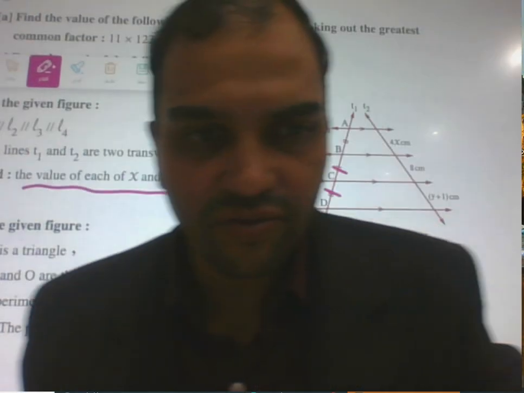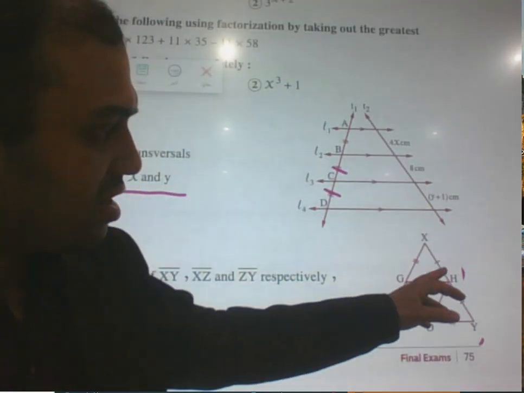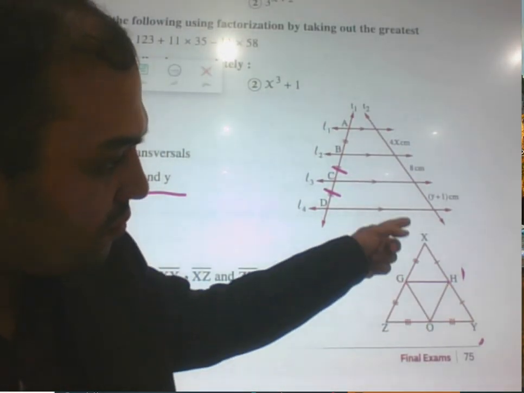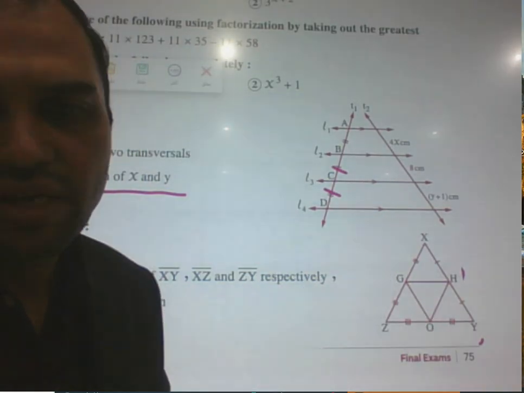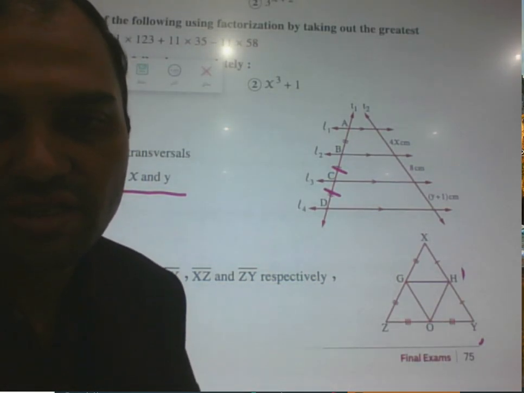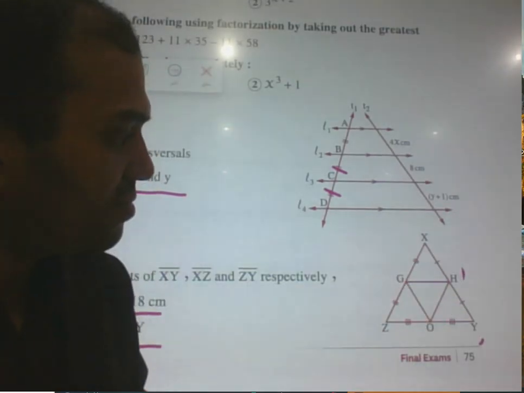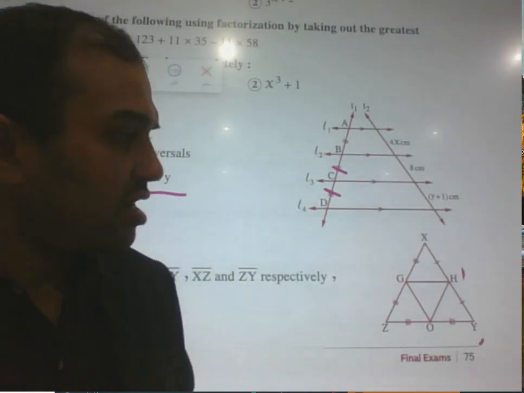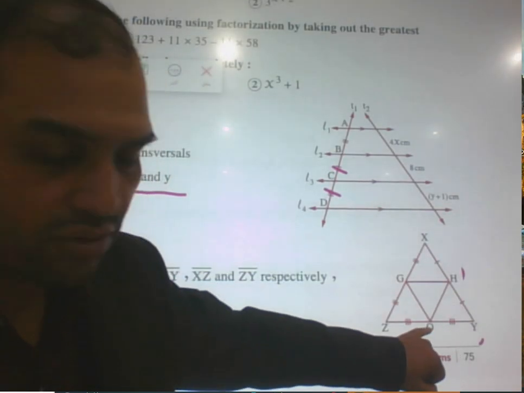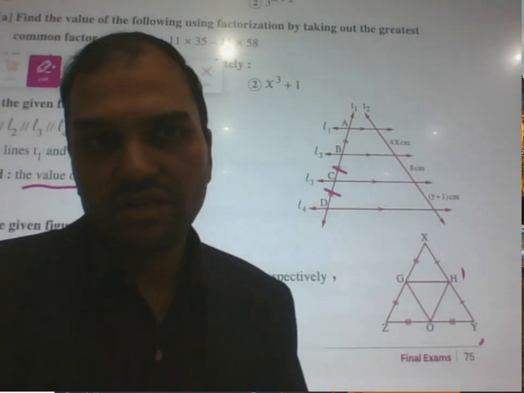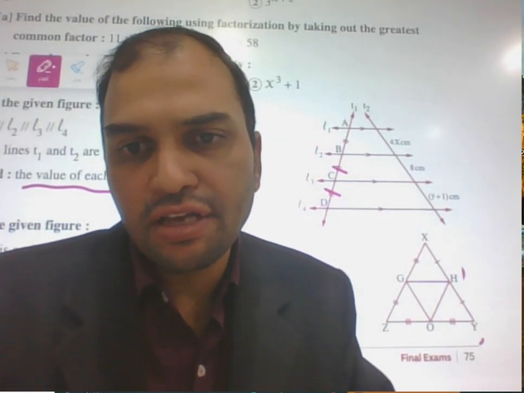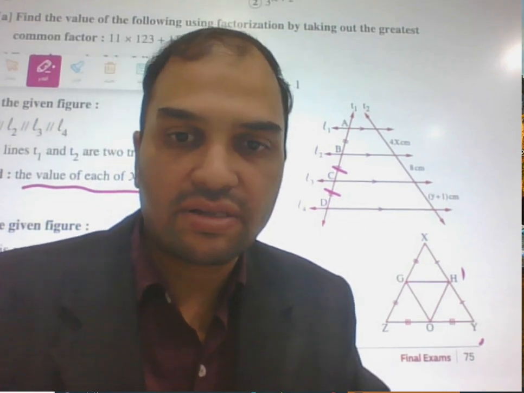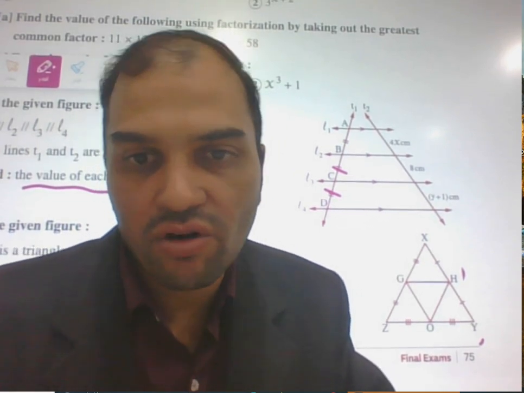We can prove this. First, H is the midpoint of XY and G is the midpoint of XZ. Then GH, we call it a mid-segment. Then GH will be half of ZY. And also H and O are the midpoints of XY and XZ. Then HO, we call it a mid-segment. Then HO will be half of XZ.